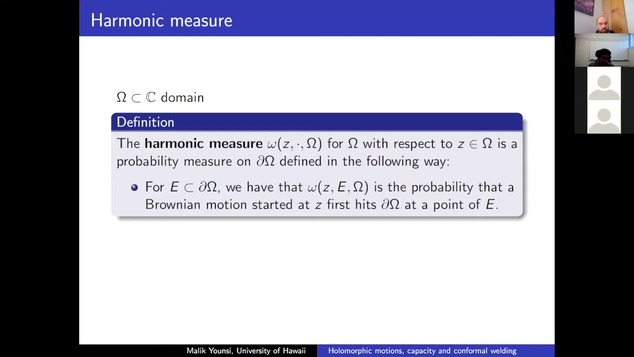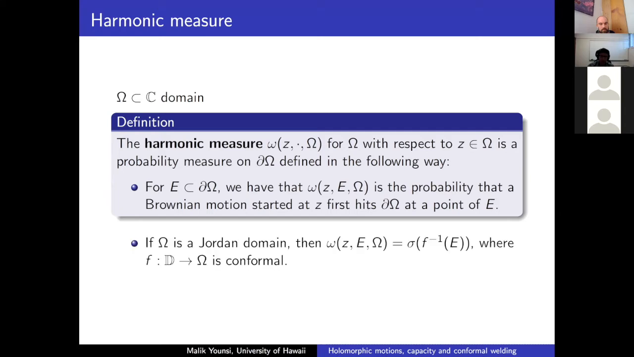And now what we're actually going to need is a very simple case where you have a Jordan domain. In this case, the harmonic measure is just the pullback of normalized Lebesgue measure on the circle under a conformal map F from the disk to the Jordan domain omega. Here you need to put some normalization on F, but don't bother too much about this. This is just roughly the conformal invariance of Brownian motion, if you want.